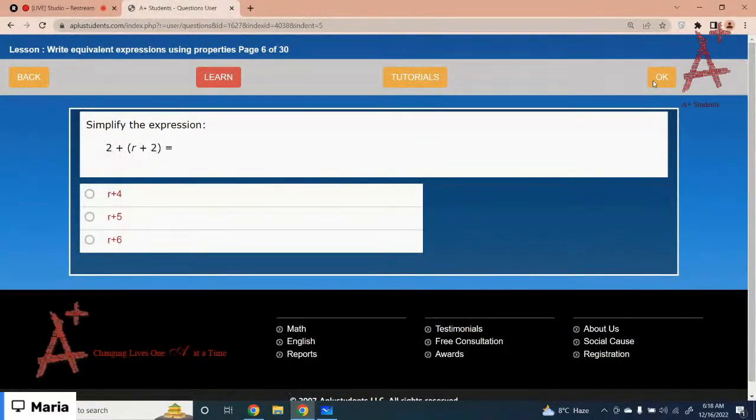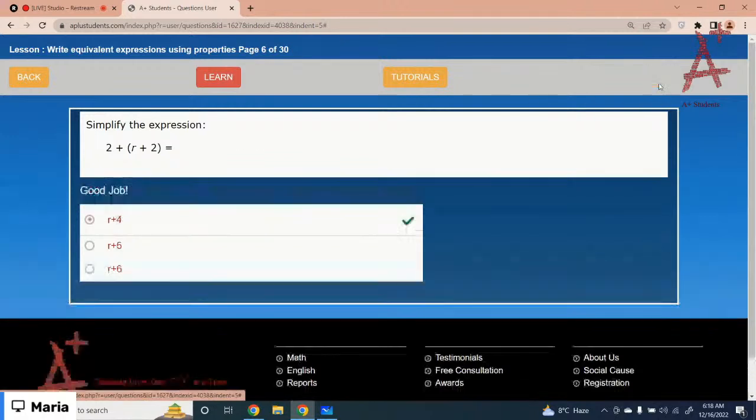Okay, simplify the expressions. You have to do 2 plus r plus 2. So which is the correct option? Yes, that would be r plus 4. Just collect the like terms. 2 and 2 makes 4. So it would be r plus 4. Got it?